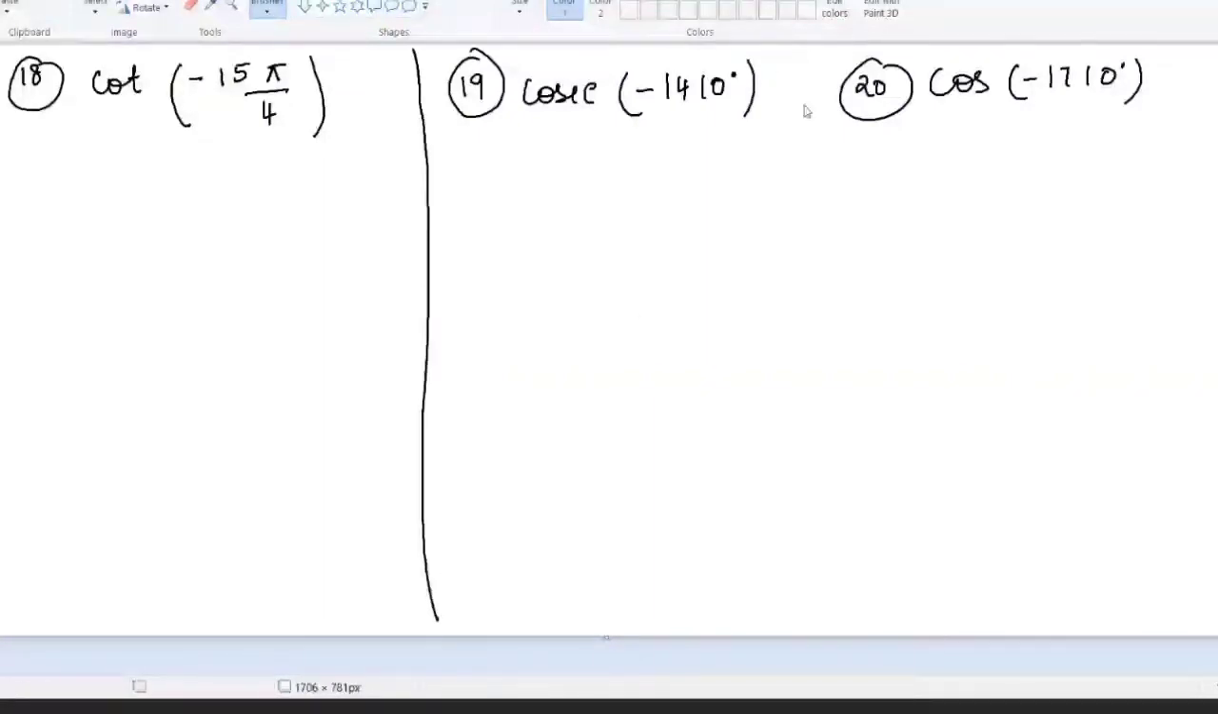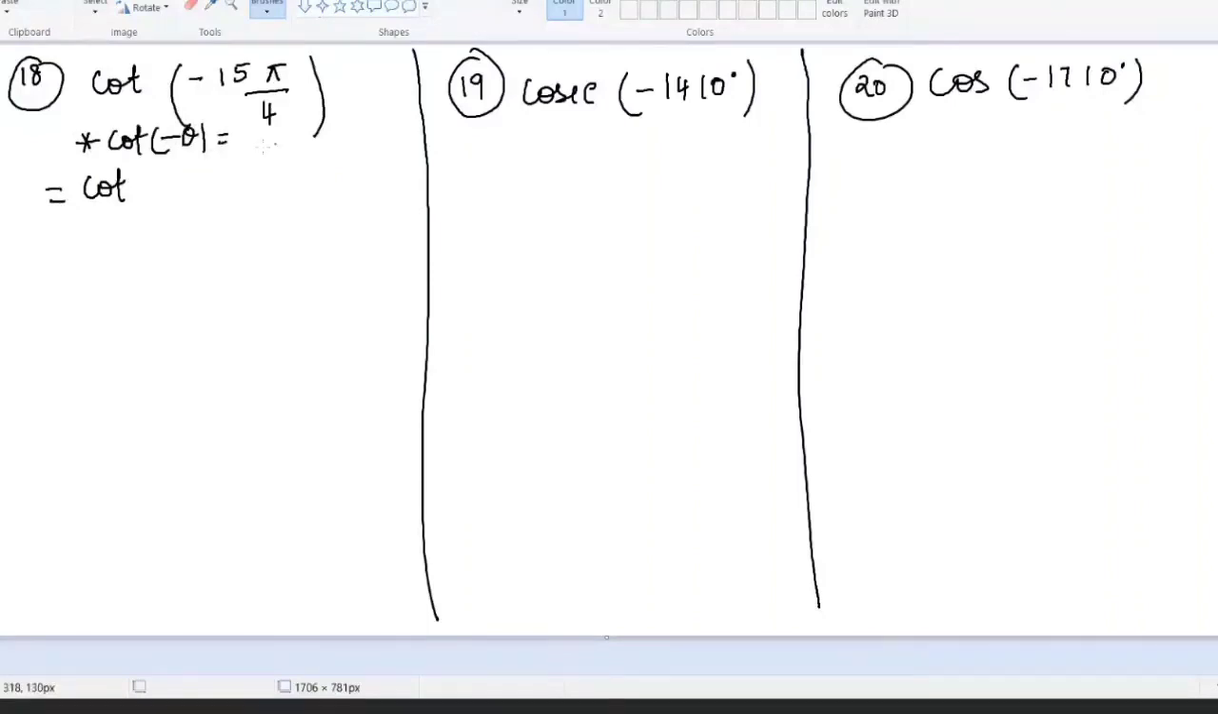Let's solve the 18th question. If you have solved, check what ways you have solved, doesn't matter. Okay, so here I'm going to solve it like this. Cot, what is cot of minus theta? First of all, you write cot of minus theta is equal to, cot is negative in the fourth quadrant, so minus cot theta. So your question changes to minus cot of 15 pi by 4.